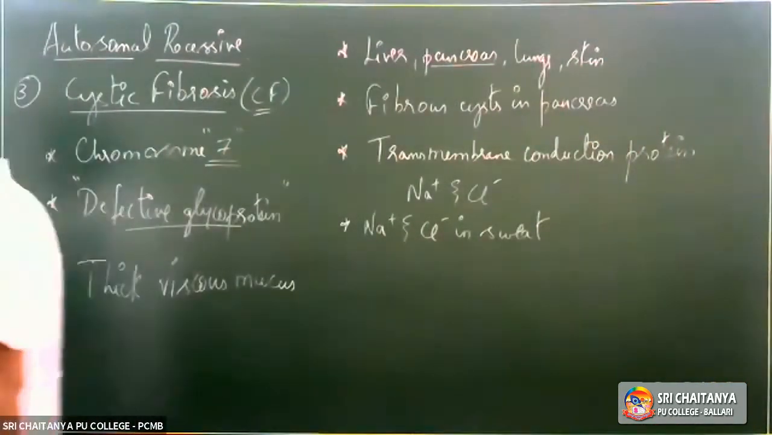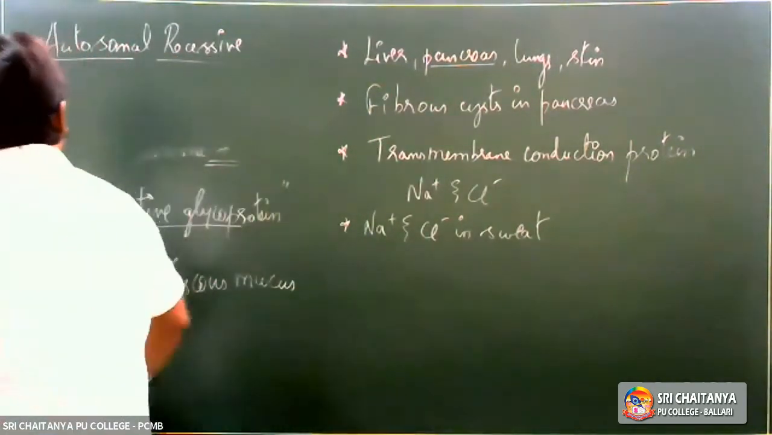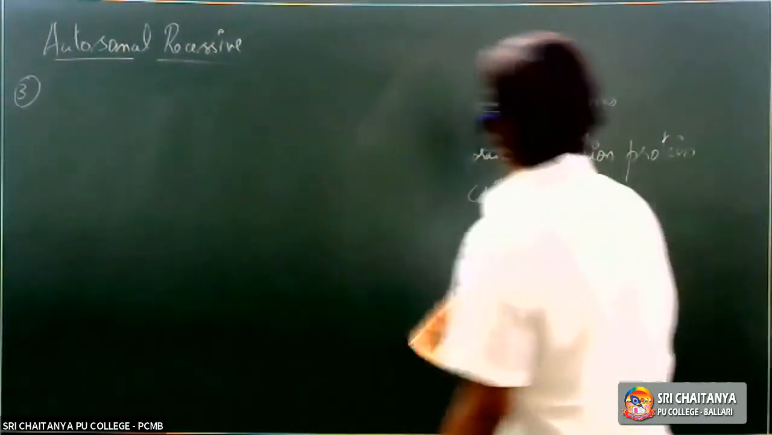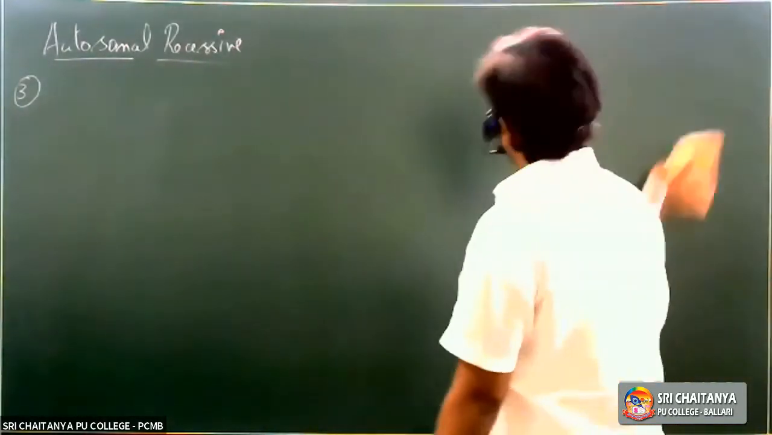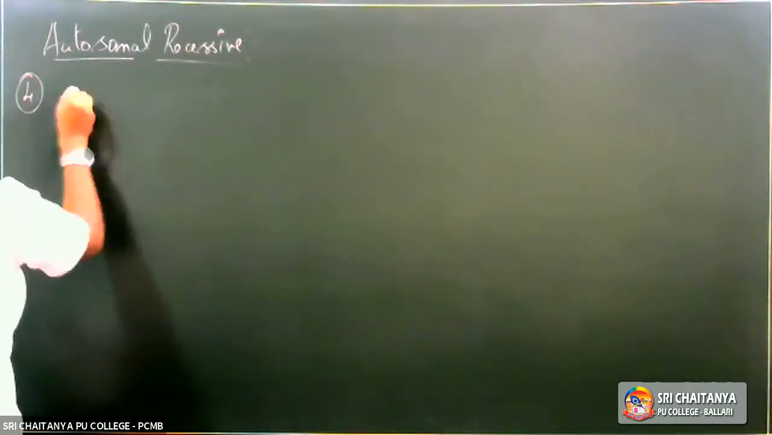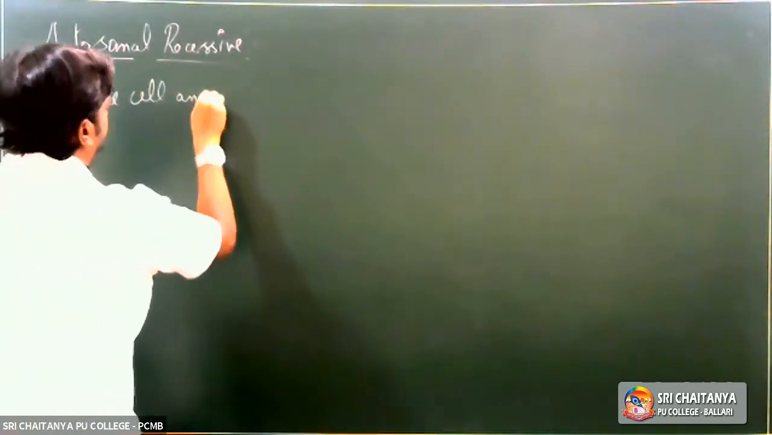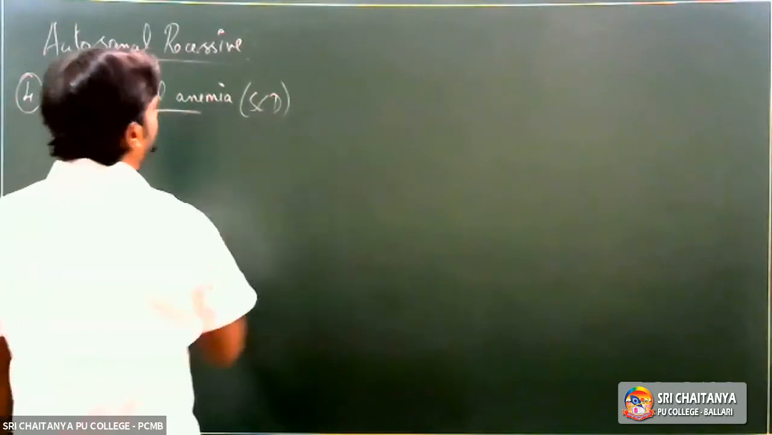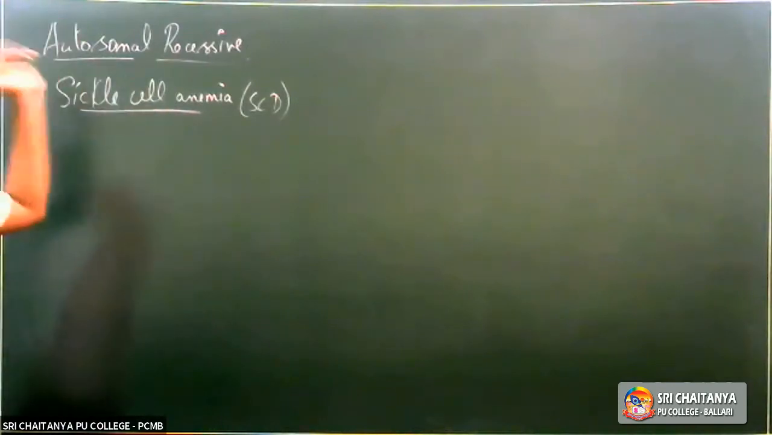So let's move on with another disorder, disorder number 4, which is called sickle cell anemia. We have seen about this disease a couple of times, so let us again get into some more details with regards to the genetics of sickle cell anemia. It is most often written as SCD, which is called sickle cell disease, or rather sickle cell disorder. Either sickle cell anemia or sickle cell disorder.